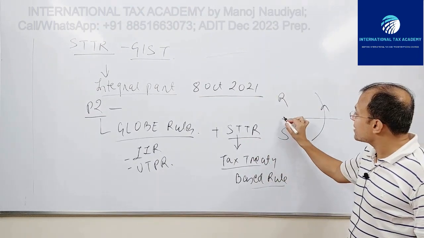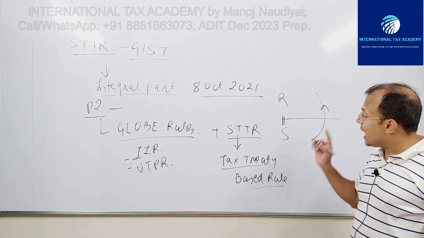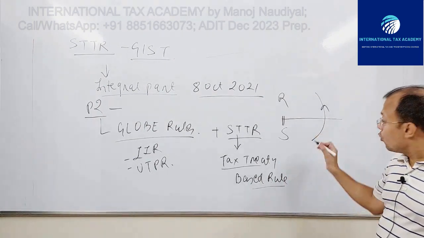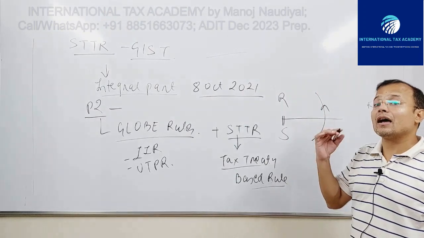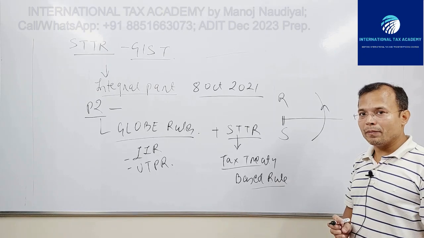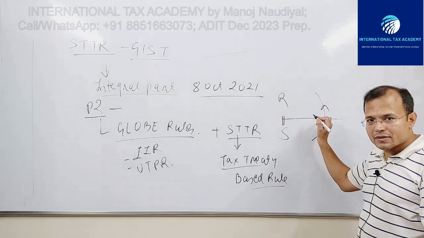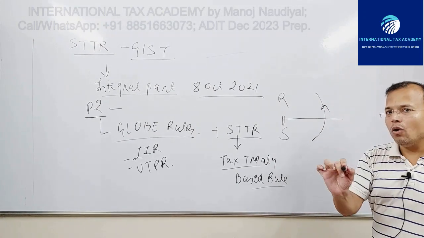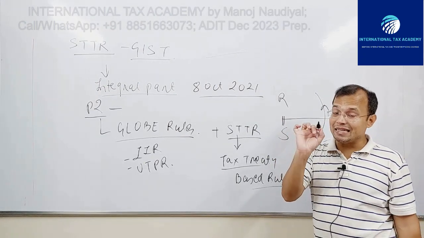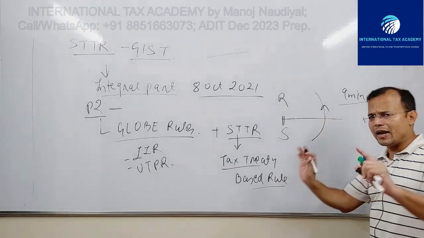STTR is a tax treaty. A tax treaty exists between R and S. STTR is a tax treaty based rule that would be applicable on certain outbound payments which occur between the M&E group companies, wherein these outbound payments are taxed below the STTR minimum rate, and that STTR minimum rate is 9%. I'll give you the mechanics, don't worry.